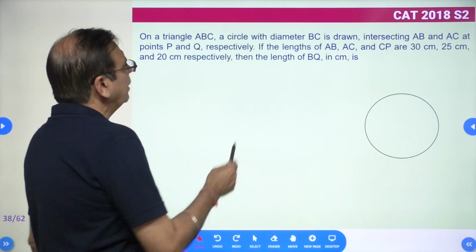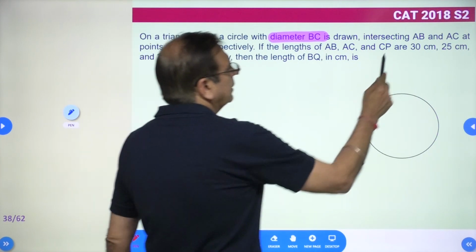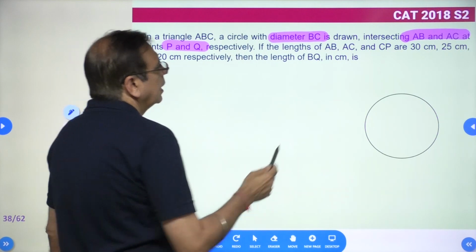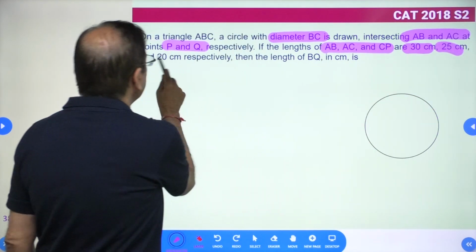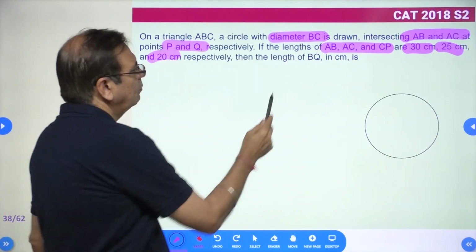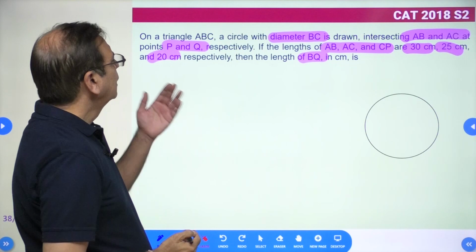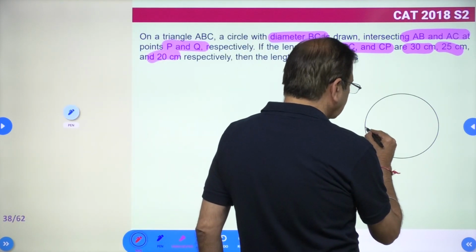In a triangle ABC, a circle with diameter BC is drawn, intersecting AB and AC at points P and Q respectively. If lengths of AB, AC, CP are 30, 25 and 20 centimeters respectively, what is the length of BQ? Okay. चलो, circle बना हुआ है, triangle बना देते हैं. Now the circle is drawn with diameter as BC. So what is the diameter of the circle? BC.